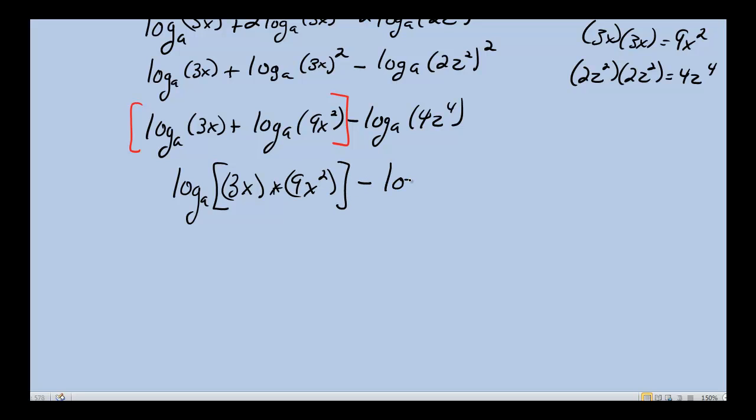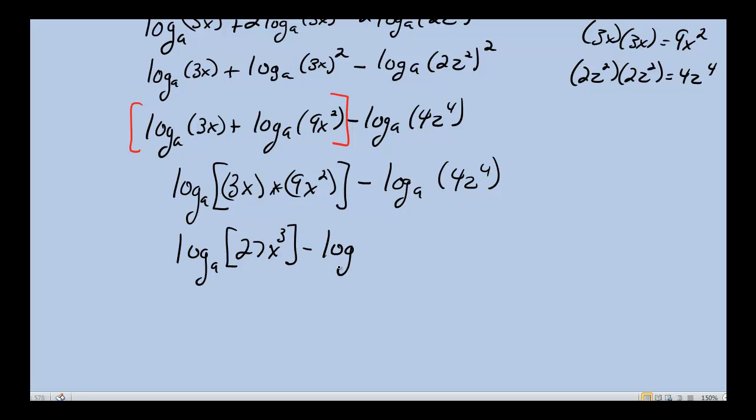Their arguments. So this will give me log base A. 3 times 9 gives me 27. X times x squared gives me x cubed. Minus log base A of 4z to the fourth.